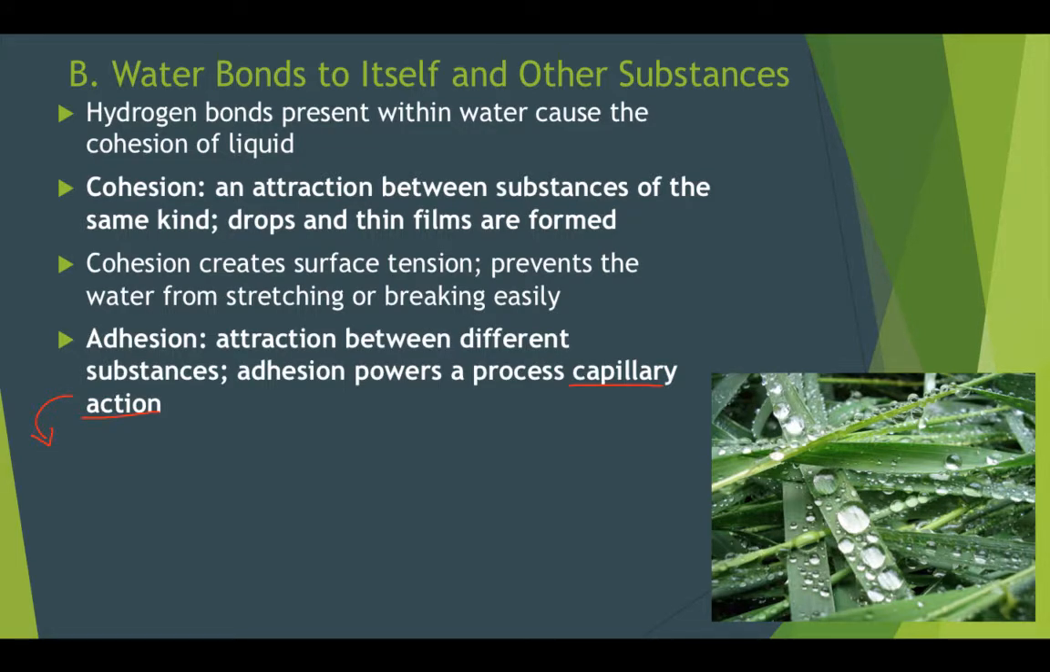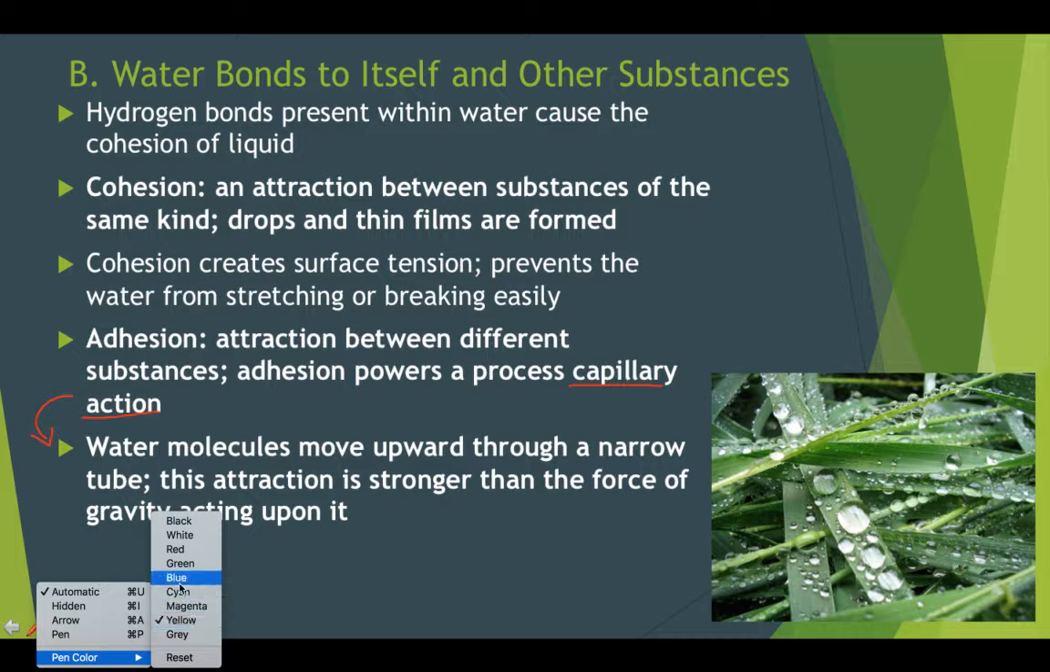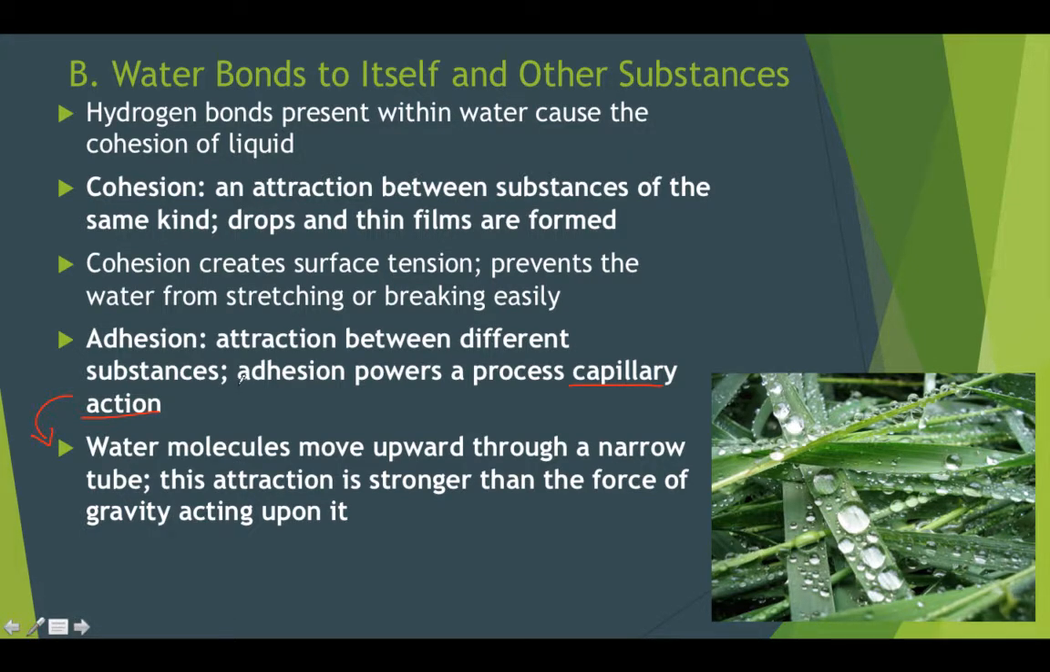Adhesion, on the other hand, is the attraction between different substances, and adhesion and cohesion. So this is what I want you guys to add in here. Adhesion and cohesion powers a process known as capillary action. Okay, so again, make sure you guys add in where it says adhesion. Oh, my pen's not working. Alright. So where it says adhesion, make sure you guys add in cohesion here. Okay, adhesion and cohesion powers a process known as capillary action.